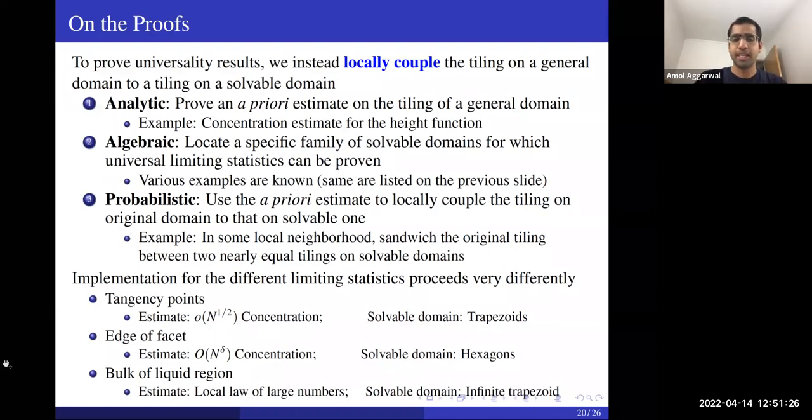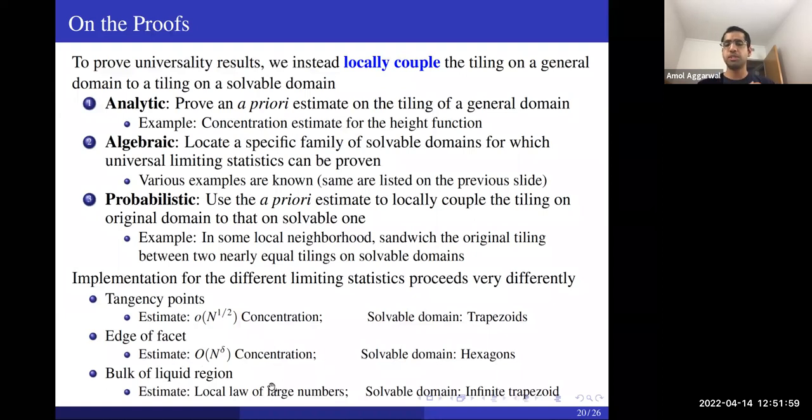So at the tangency locations, the estimate is just a subdiffusive bound. So you want a little o of n to the 1/2 concentration estimate. And the family of solvable domains is the family of trapezoids. At the edge of the facet, you actually need a much stronger concentration result, which is why we showed it for only polygons and not for fully general domains. You need an order n to the delta kind of concentration estimate for the height function. The family of solvable domains was actually just hexagons, the simplest family of solvable domains.